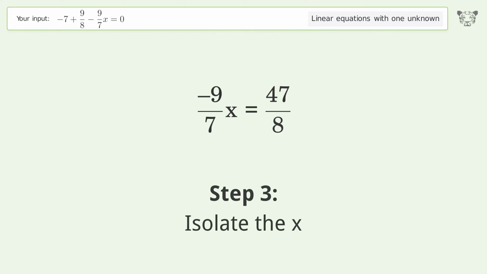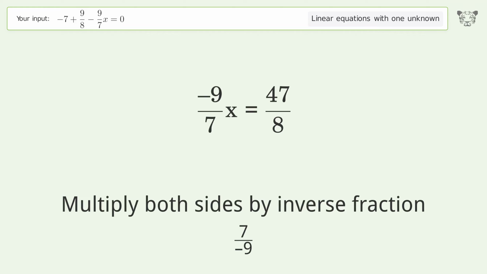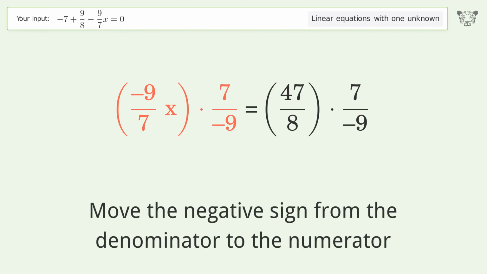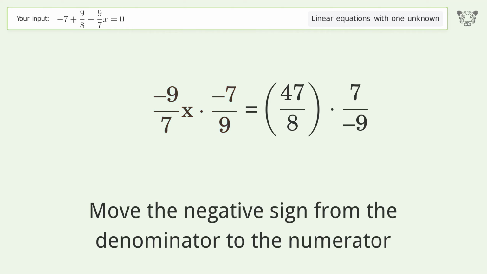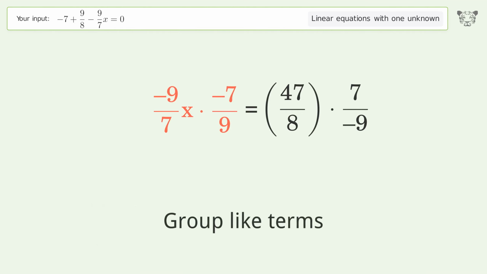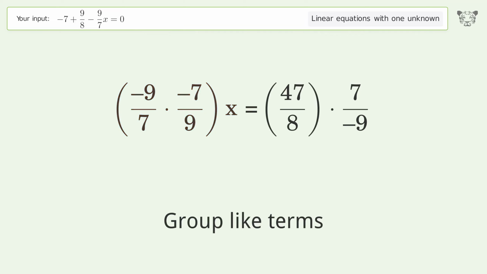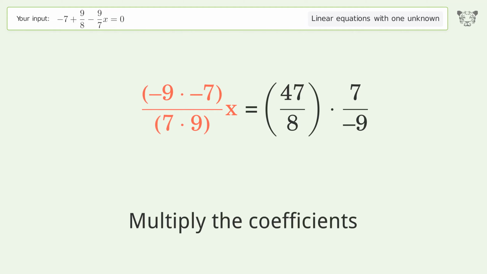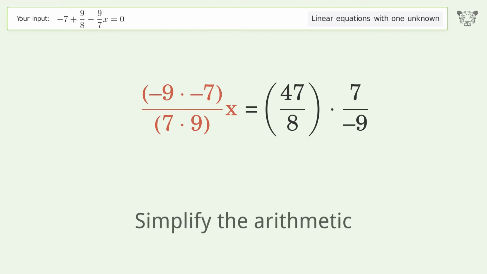Isolate the x. Multiply both sides by the inverse fraction 7/9. Move the negative sign from the denominator to the numerator. Group like terms. Multiply the coefficients. Simplify the arithmetic.